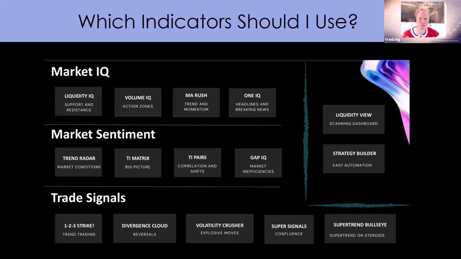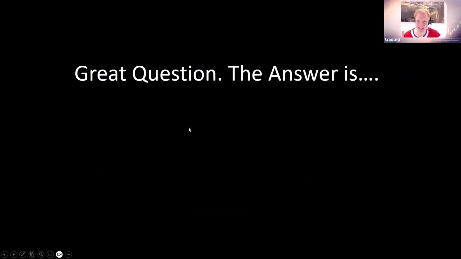Okay, so how can we approach this? Which indicators should I use? It's, in fact, a great question. And the answer is, well, as always, it depends. So let me try to ease into this. How do I choose? I believe the answer is by asking yourself, hey, what kind of trader am I? What kind of trader are you?